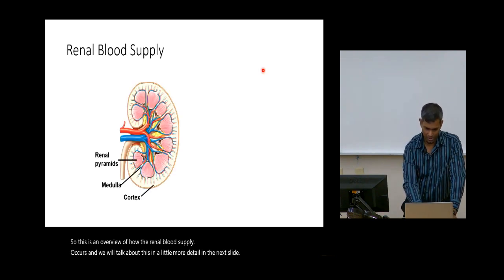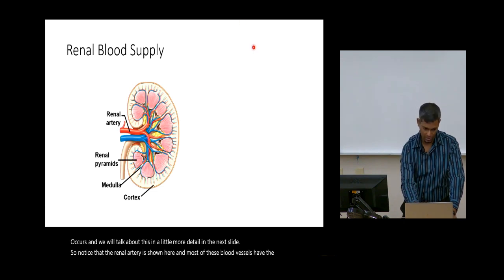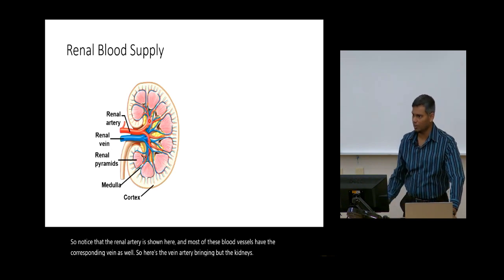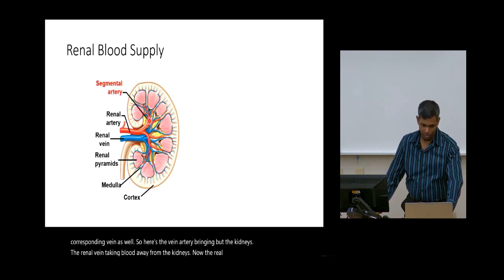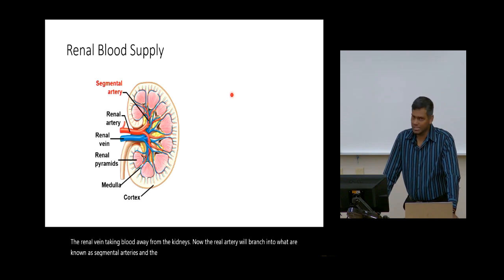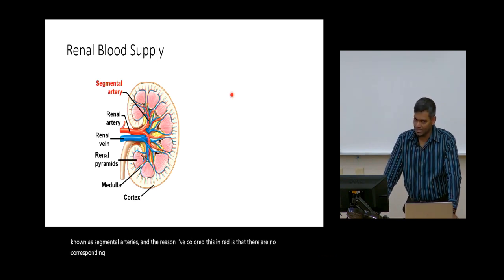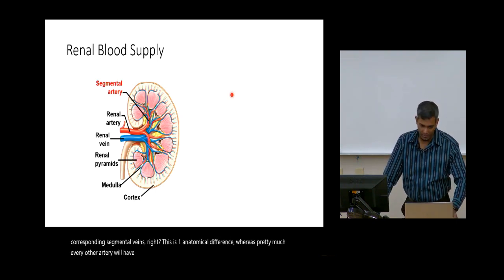So notice that the renal artery is shown here, and most of these blood vessels have the corresponding vein as well. So here's the renal artery bringing blood to the kidneys, the renal vein taking blood away from the kidneys. Now the renal artery will branch into what are known as segmental arteries, and the reason I've colored this in red is that there are no corresponding segmental veins, right? This is one anatomical difference, whereas pretty much every other artery will have a corresponding vein.